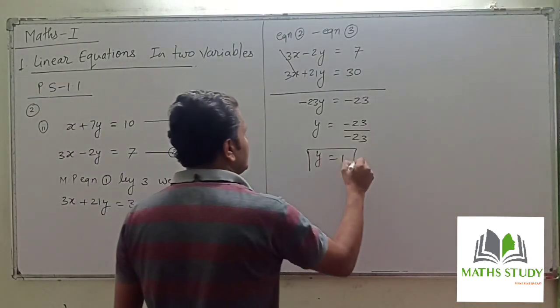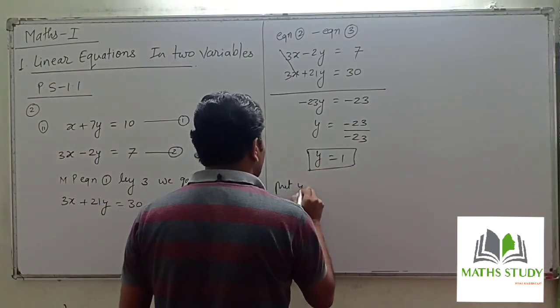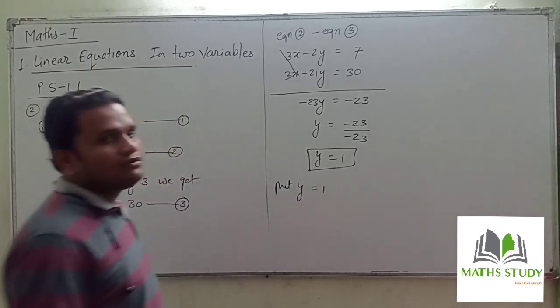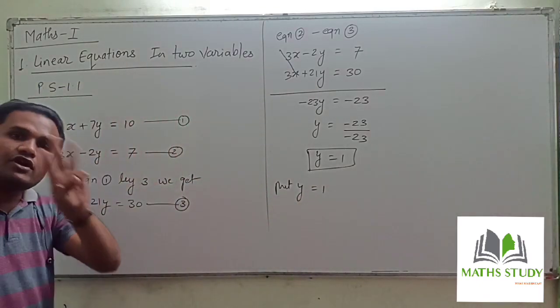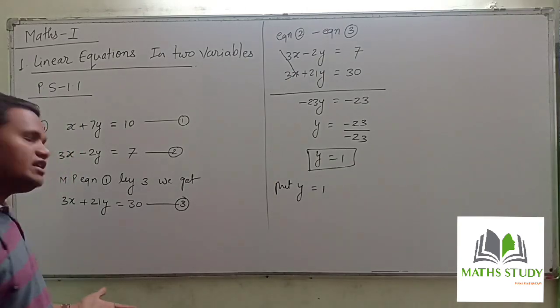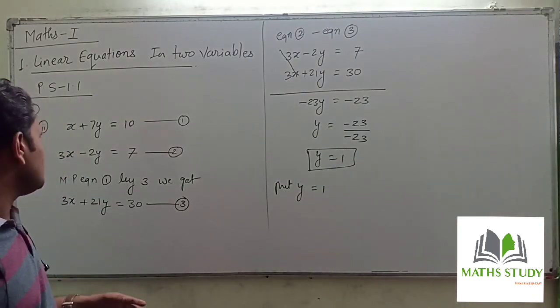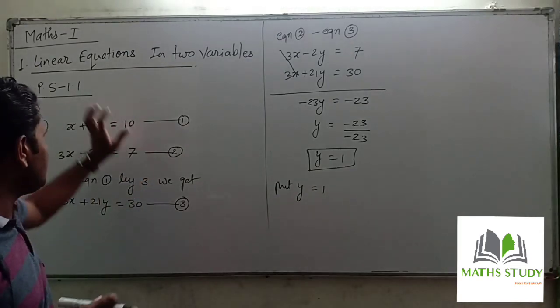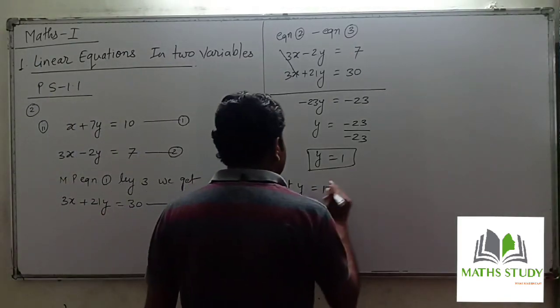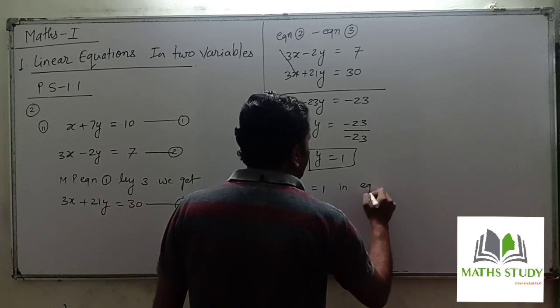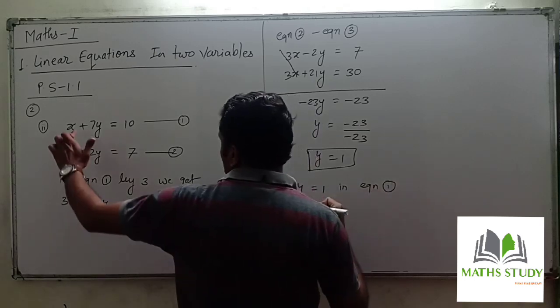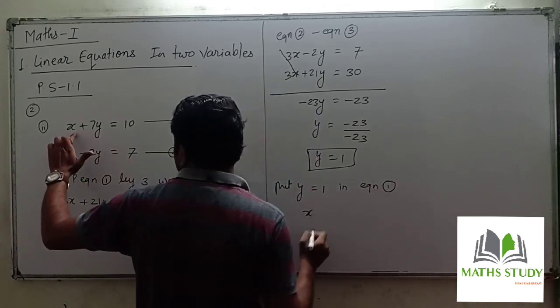Now the rest of the procedure is the same. What we have to do is simply put y is equal to 1. Now here, instead of 2, you have 3 equations. But still the procedure is the same. You can choose any one of the 3 equations. Let us choose one that looks easy and simple. So just put y is equal to 1 in equation 1.